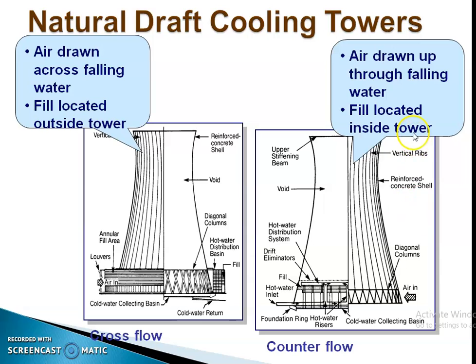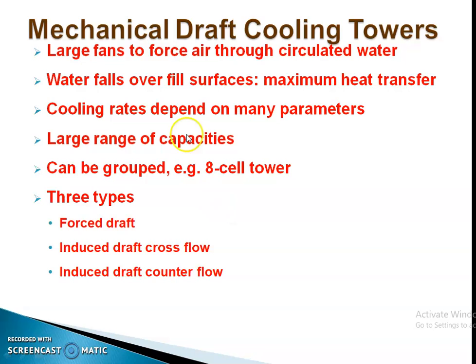Next slide, we see the two types of flow: one is cross flow, another one is counter flow. In the counter flow, the air is drawn up through the falling water, and the fill is located inside the tower. This tower is also used. There are two types of flow, cross flow and counter flow. With the help of this flow, the air is controlled to cool the steam and used for useful applications.